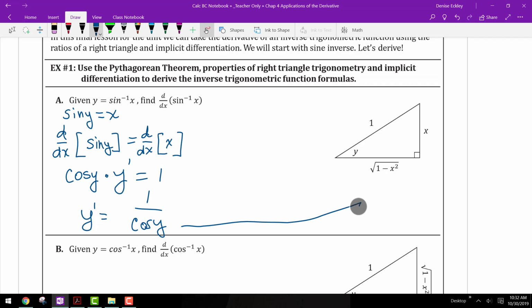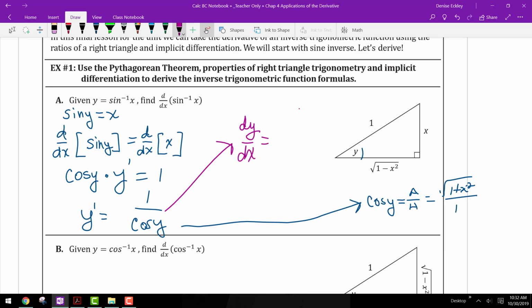So let's go to our triangle here, and we can see that cosine of y is going to be adjacent over the hypotenuse. So in this case, here's the angle y. The adjacent side is going to be the square root of 1 plus x squared. And the hypotenuse is 1. So our derivative then becomes the reciprocal of that. So dy dx is going to equal 1 over the square root of 1 plus x squared. I'm sorry, 1 minus x squared.